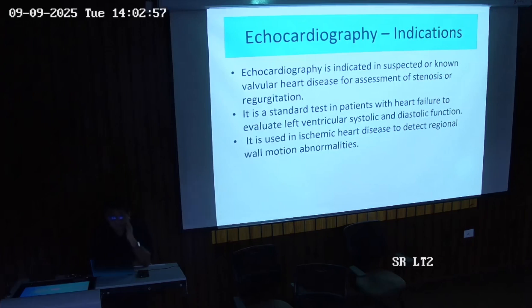First, echo. The definite indications of echocardiography, some are: it is indicated in suspected valvular heart disease for assessment of stenosis or regurgitation, like mitral stenosis, mitral regurgitation, aortic stenosis or aortic regurgitation. So echocardiography can detect any suspected valvular heart disease, whether it is a stenotic valve disease or a regurgitant lesion. Both can be detected by the echo.